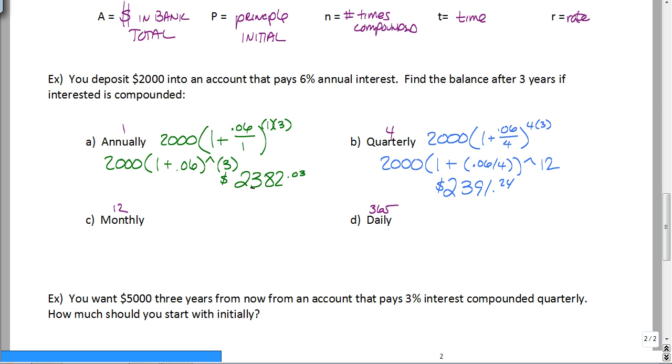So as you can see, it's more if you do it 4 times a year than once a year. Once a year says that at the end of the year, hey, we're going to just give you 6% annual interest. Quarterly says that every 3 months they're going to give you interest. So then you'll build upon that interest.